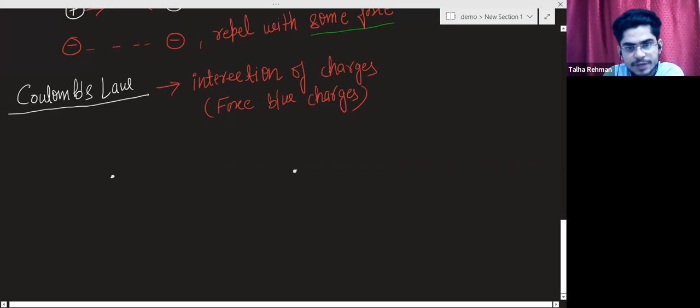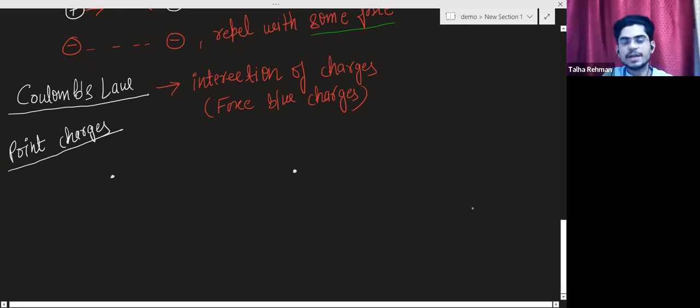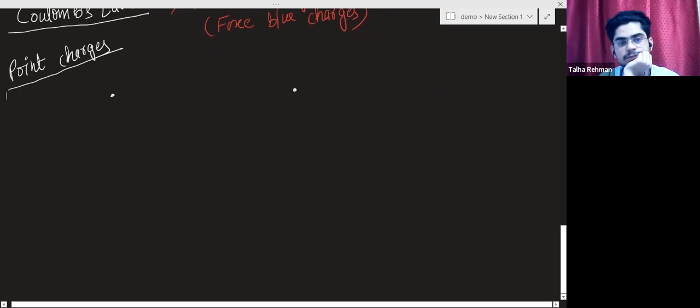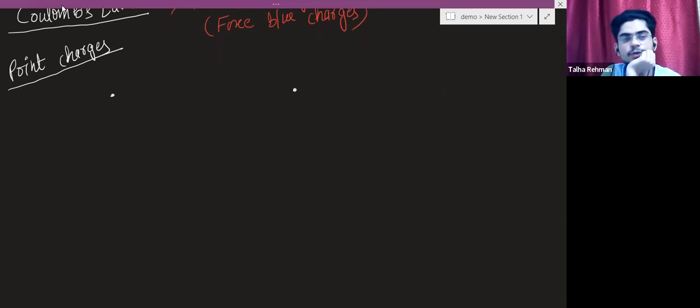Coulomb says that point charges means very small charges, very small charges, like a point you can say. But what is the real meaning of point charges?